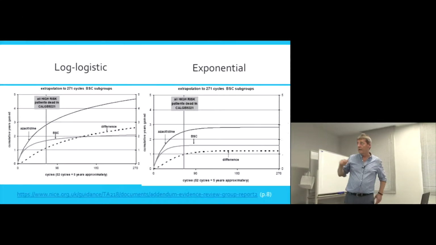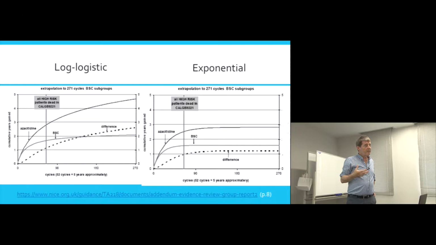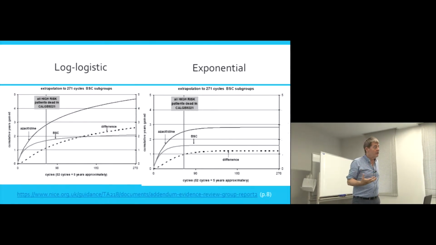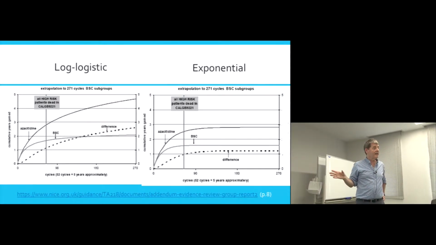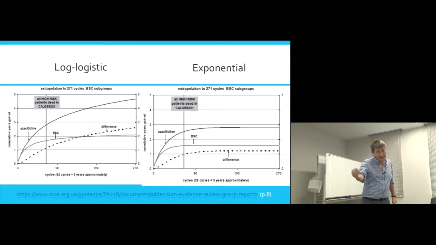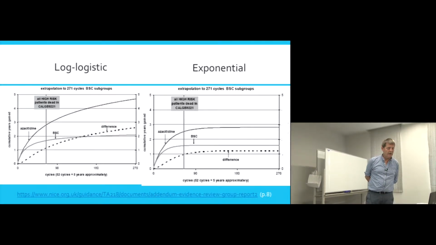Now, this difference, this dotted line, is going to be the main driver of a difference in QALYs between those who get best supportive care and those who get azacitidine. We haven't allowed for the quality adjustment yet. We haven't allowed for what health state the patients are in. But a main driver of the quality difference between those who get best supportive care and those who get azacitidine, these life years are going to be the main driver.